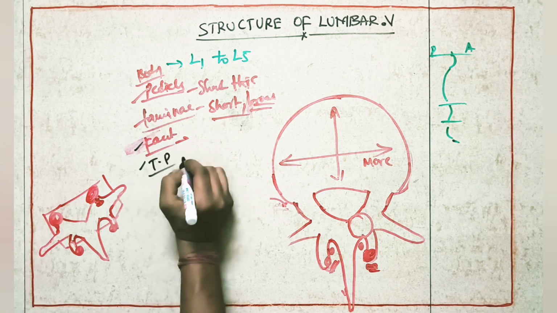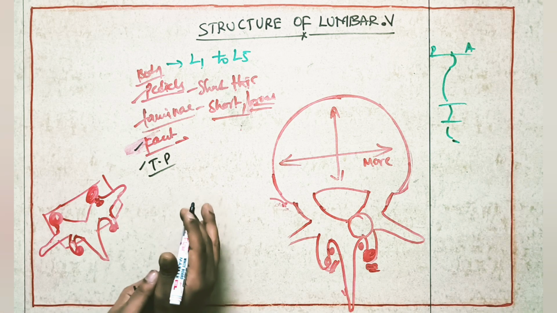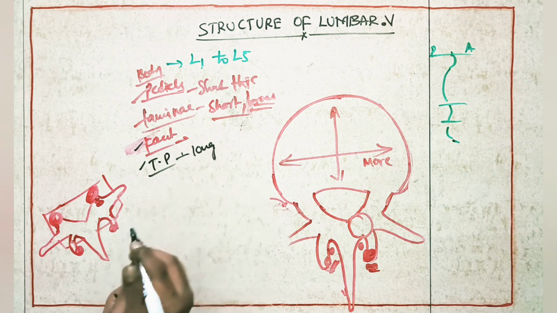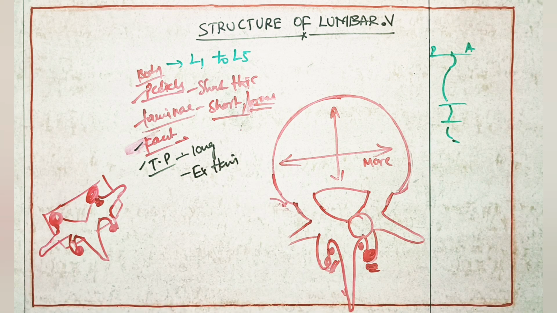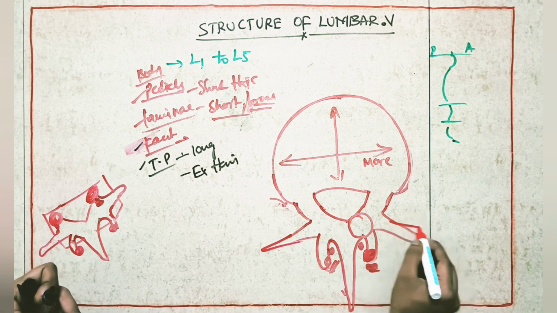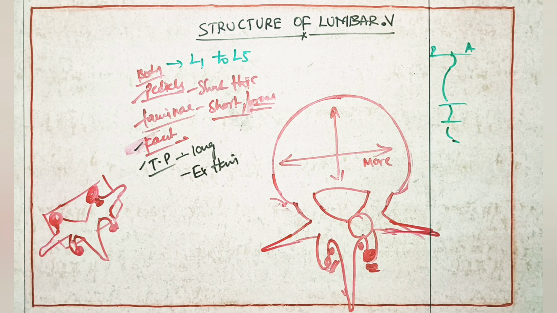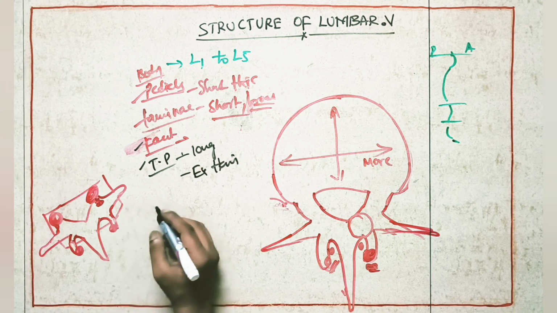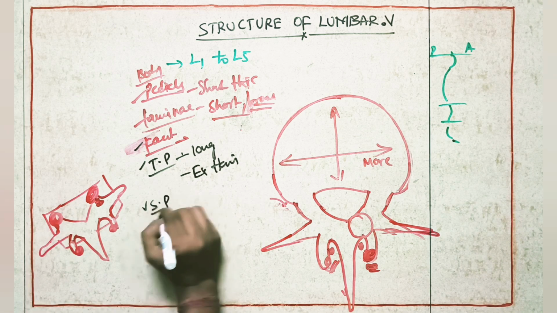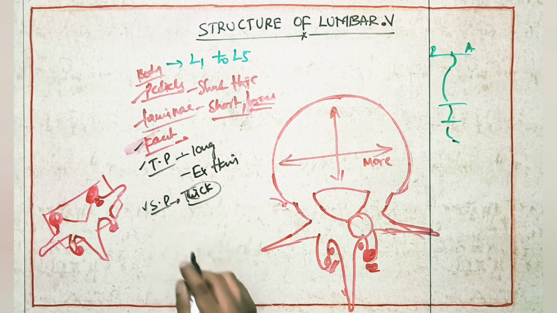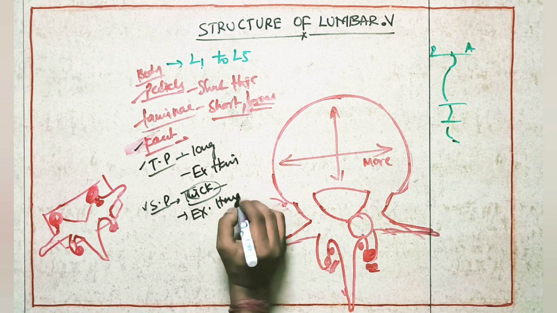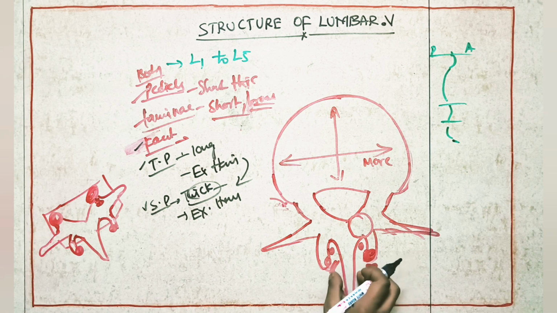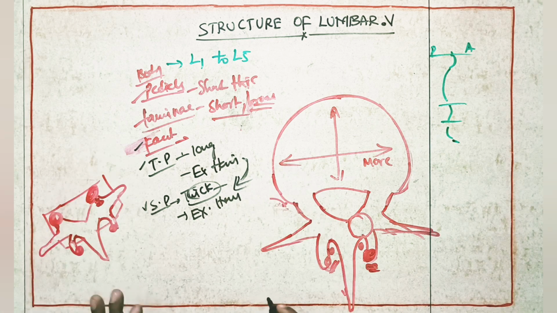If we take the transverse process, the transverse processes of the lumbar spine are long. These are long transverse processes and extend horizontally. See here, I already drew them horizontally. They extend horizontally like this. And if we see the spinous process, we can see the spinous processes are thick, and this spinous process also extends horizontally like the transverse process of the lumbar spine.